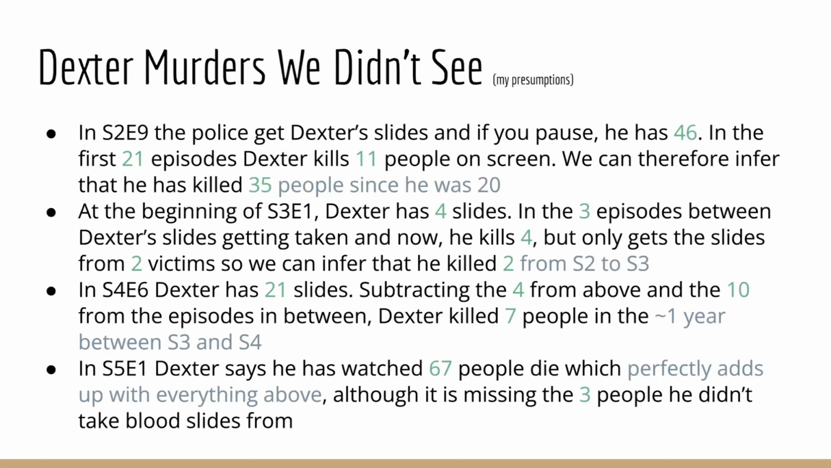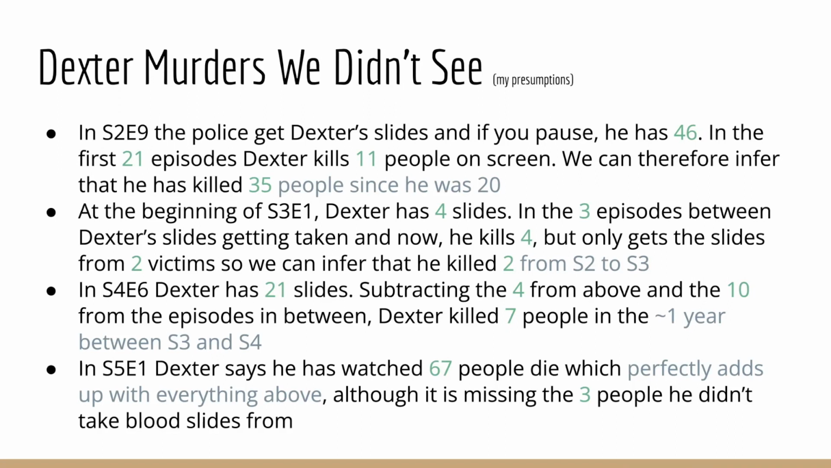Now, these next 2 slides I put a lot of thought into. These are the Dexter murders we didn't see, at least based on my presumptions, purely from viewing it and not using any outside internet sources. So in season 2, episode 9, the police get Dexter's slides, and if you pause, he has 46. In the first 21 episodes, Dexter kills 11 people on screen. We can therefore infer that he has killed 35 people since he was 20.